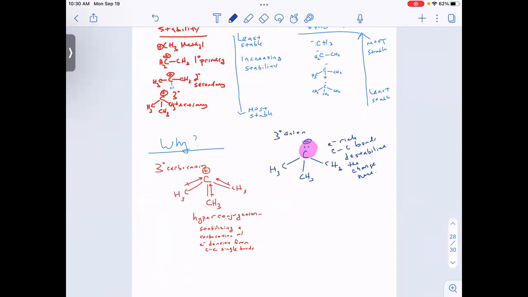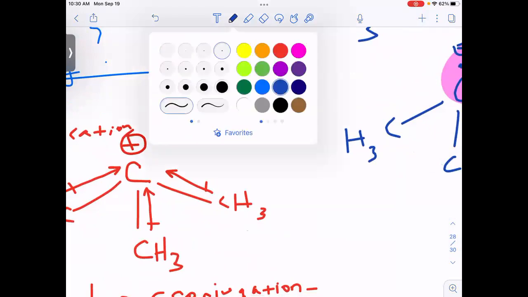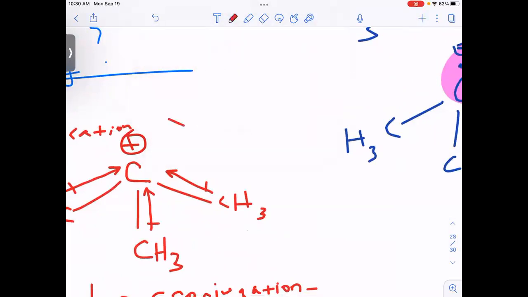Because if it's already electron rich, it doesn't want more electrons around it. That's the reason. But the cation is electron poor, so it wants electrons around it to help stabilize it.